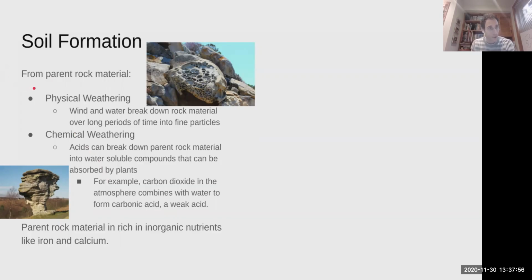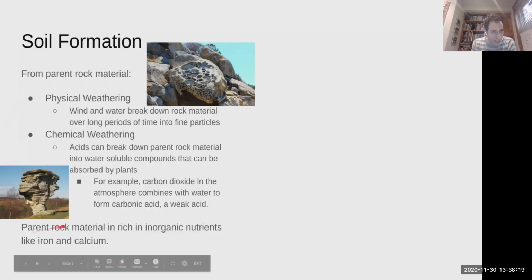One way is physical weathering, which is wind and water. That's just erosion. Our main erosive forces are wind and water. There are some other ones, like glaciers retreating and that ice grinding on the rock. The main ones you want to know are wind and water, which are breaking down that rock very slowly.